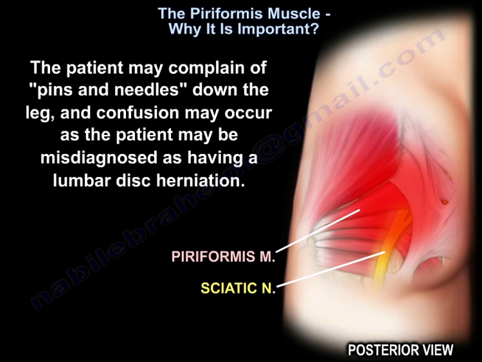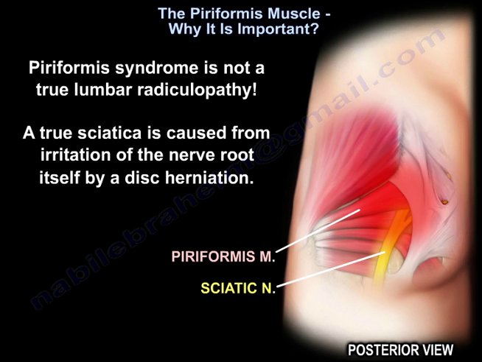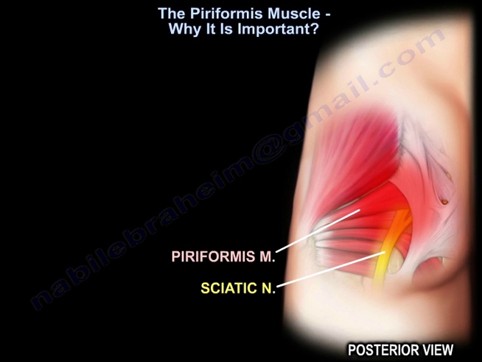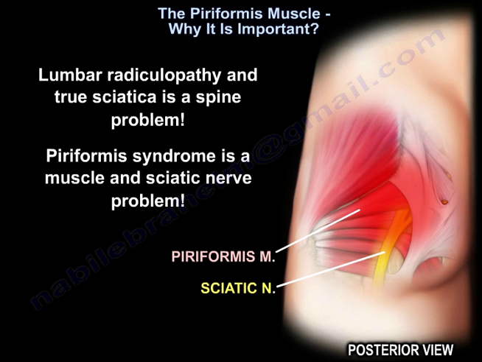The patient may complain of pins and needles down the leg, and confusion may occur as the patient may be misdiagnosed as having a lumbar disc herniation. Piriformis syndrome is not a true lumbar radiculopathy. A true sciatica is caused from irritation of the nerve root itself by a disc herniation. Lumbar radiculopathy and true sciatica is a spine problem. Piriformis syndrome is a muscle and sciatic nerve problem.